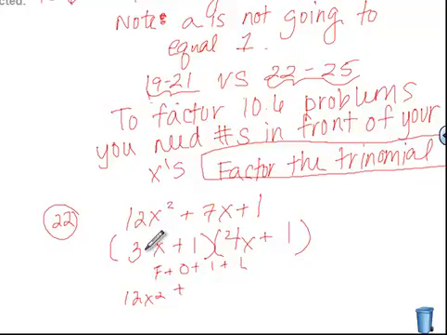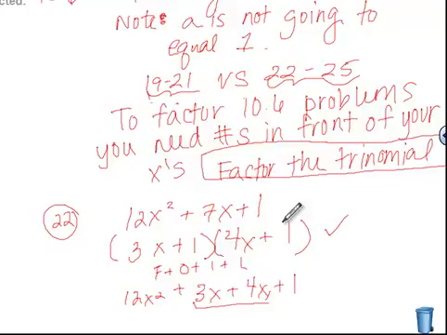Plus outsides, I'm going to do 3x times 1. That's going to be 3x. Plus the insides multiplied, so 1 times 4x, which is 4x, plus the lasts. You also ensured that you would get this last correct, but these are the ones that I have to check. Do these actually multiply to be 7x? And yes, they do. So this is the correct factorization, or correctly factored.